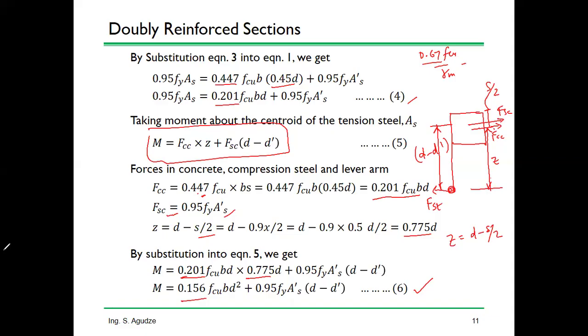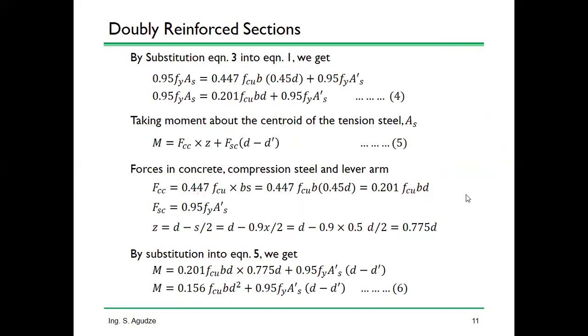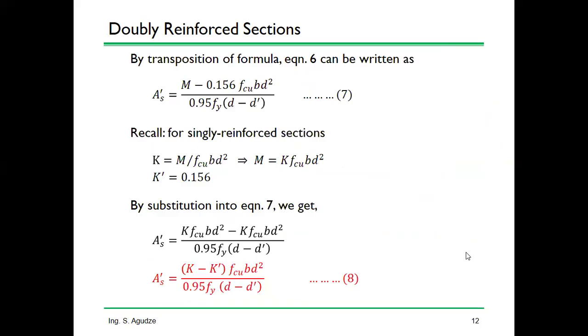Okay, good. So from equation 6 here, if we make AS prime the subject, we would get equation 7. And let's recall that K is M over fcu bd squared. So we can find a substitution for M, which is K fcu bd squared.